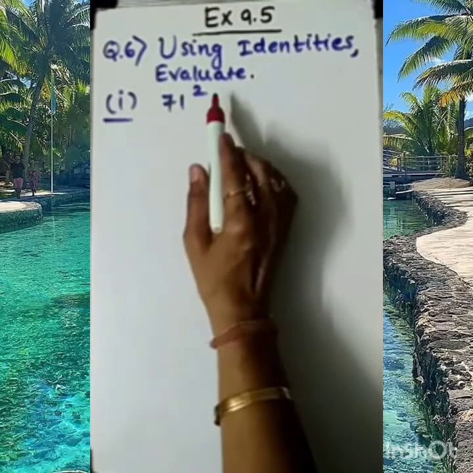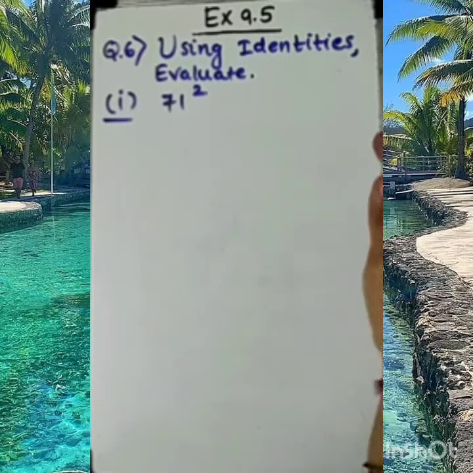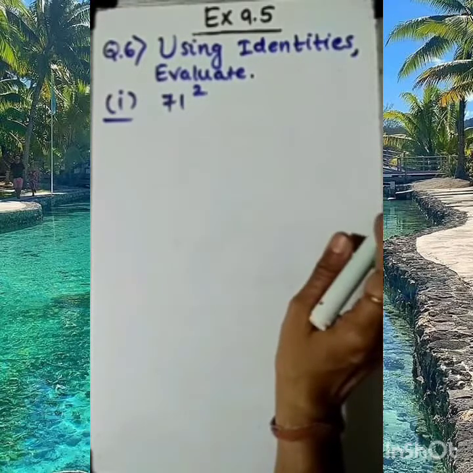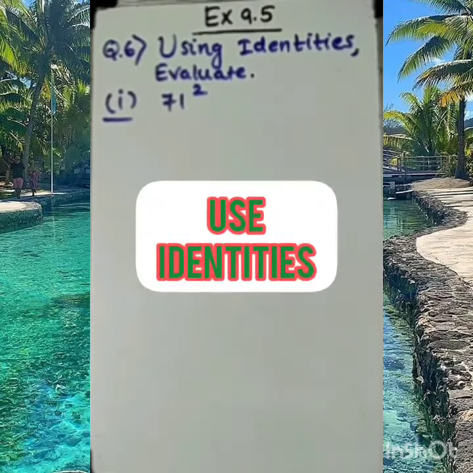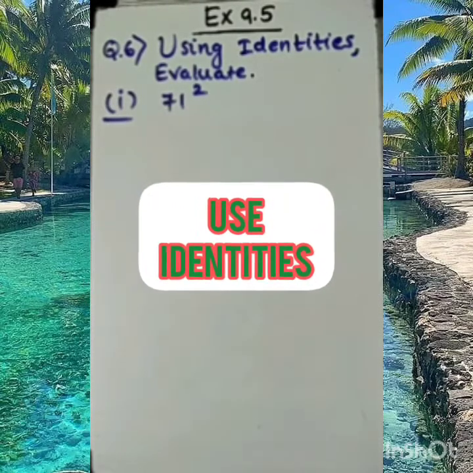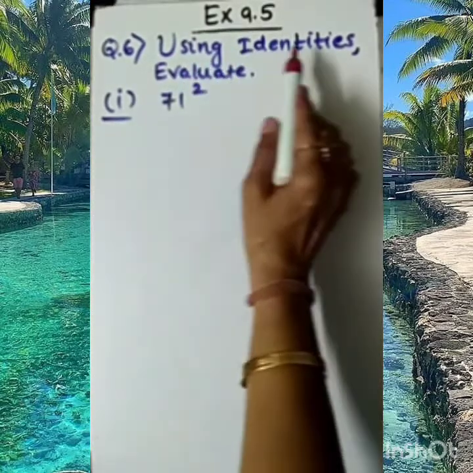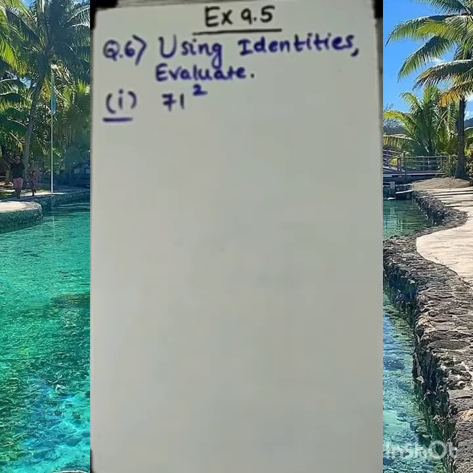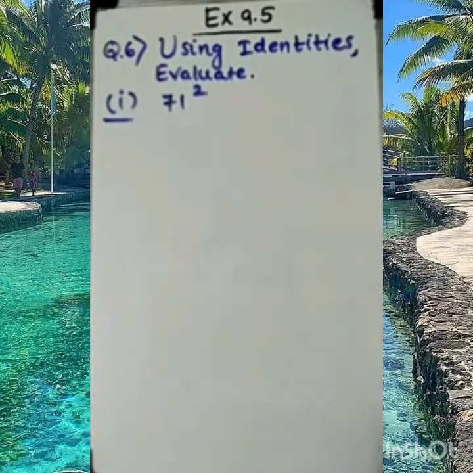71 square means 71 into 71, and in a rough column you multiply 71 with 71, and whatever answer comes, you write it here. That is the sum finished. But that is not the correct technique, dear student. If you do it this way, it is wrong, because here it is clearly mentioned using identity, which means we apply the identity and try to solve this sum, which will be quite easy. So let's learn how to apply the identity.